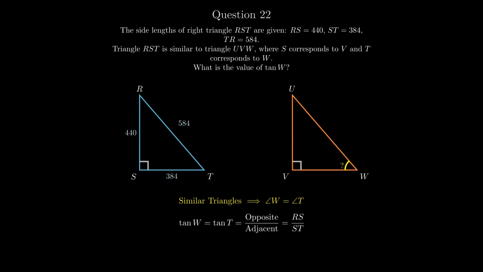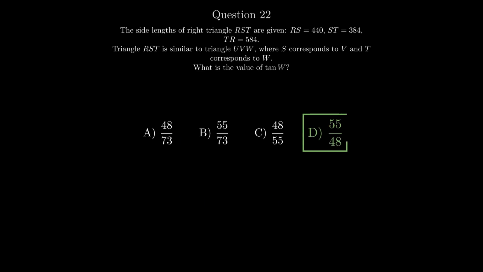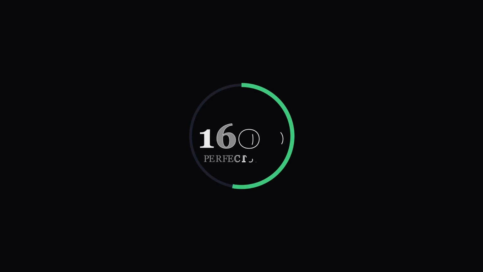Substituting our given values from the diagram, we get 440 over 384. When we simplify this fraction, we get 55 over 48. Therefore, tan W is equal to 55 over 48, which makes D our correct answer. And that's the full exam solved.